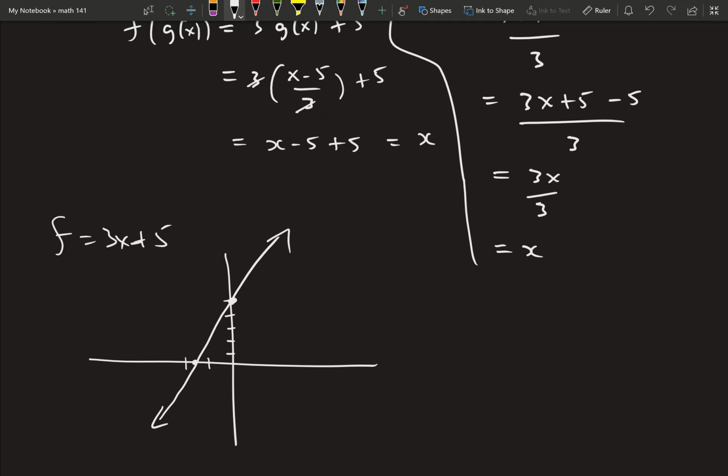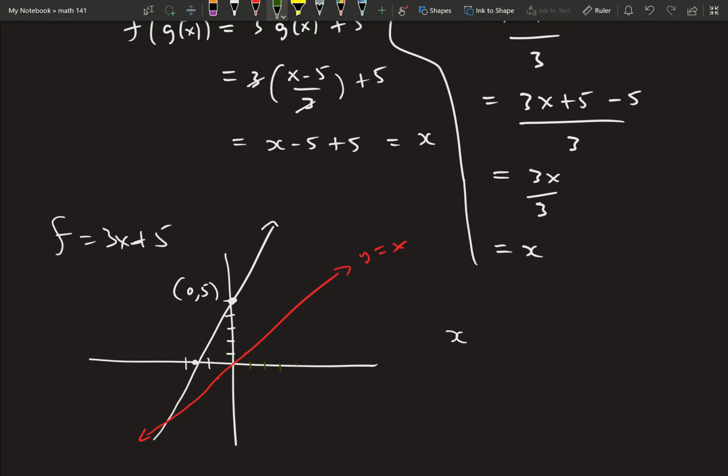Let me draw this a little better. It's kind of a steep line, so it should be something like that. Okay. And now we have the line y equals x, which goes right in between. This is y equals x. And then the points swap, right? This point was the point 0, 5. So we're going to get a point 5, 0.